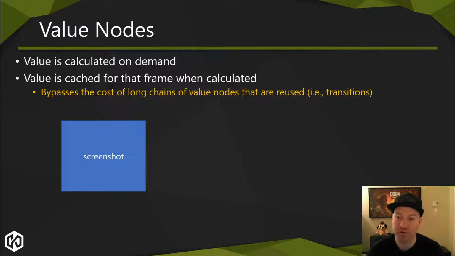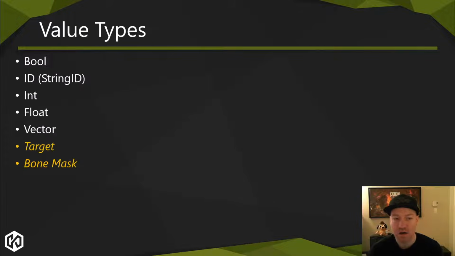Any subsequent request for that value will just give back the cached value, because within the context of a single update, nothing can change because you have a set of fixed inputs. You call update. Within that update, everything's immutable. So we basically can cache the results and skip entire long chains. You'll see when we have a lot of complex transitions how this can be a massive performance win.